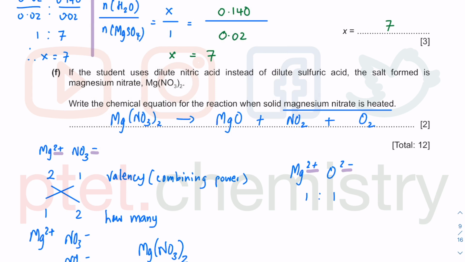We're going to get two of these NO2. Now everything else is balanced, one magnesium and one magnesium. NO3 will give you the 2 NO2 because you've got 2 NO3 there. 6 oxygen, 3 times 2. I can imagine 3 plus 3 is 6 oxygen.